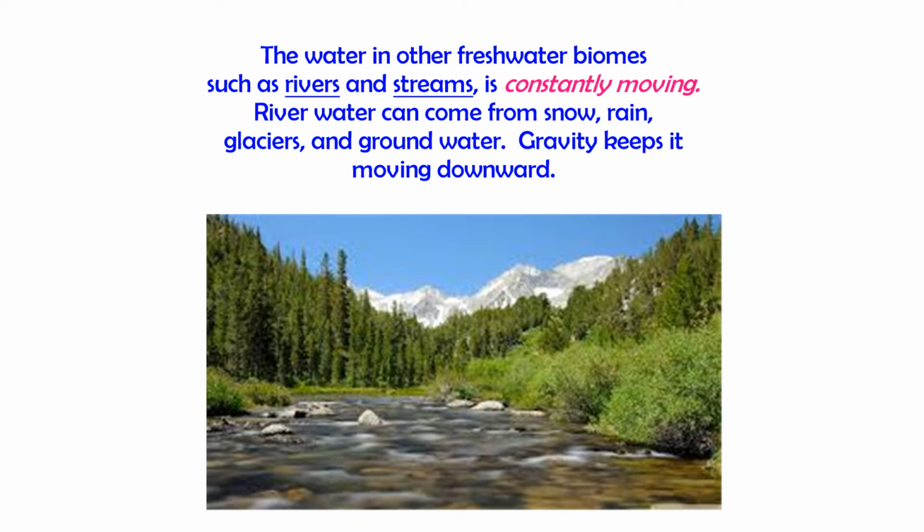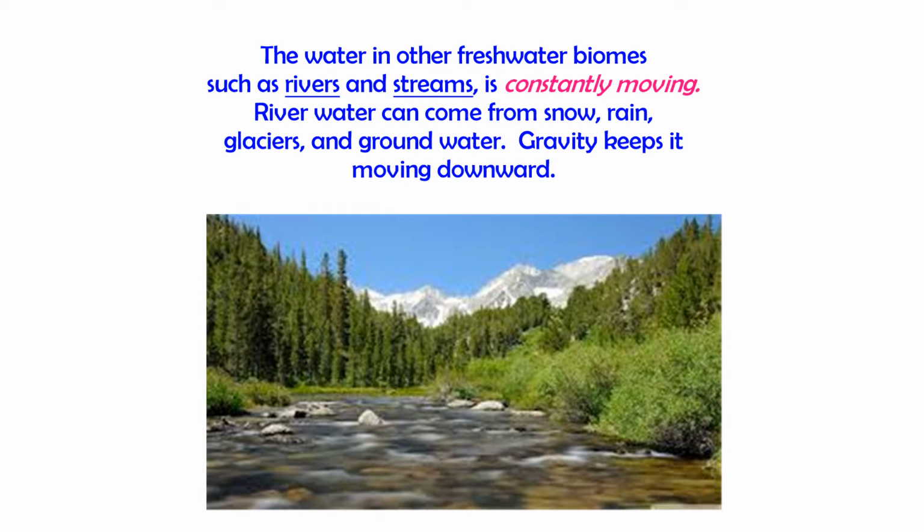It's constantly moving. And the water from the river or a stream comes from rain, glaciers, groundwater, snow. But what keeps it moving is gravity. They're all moving down towards the ocean.